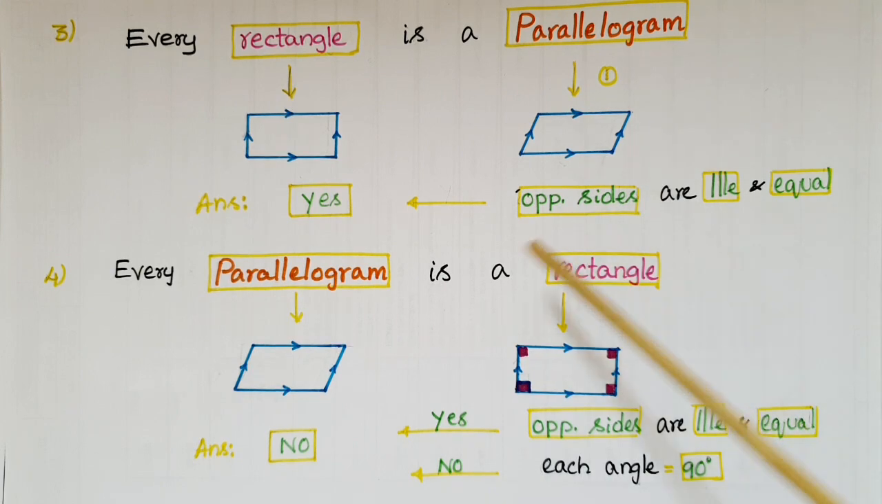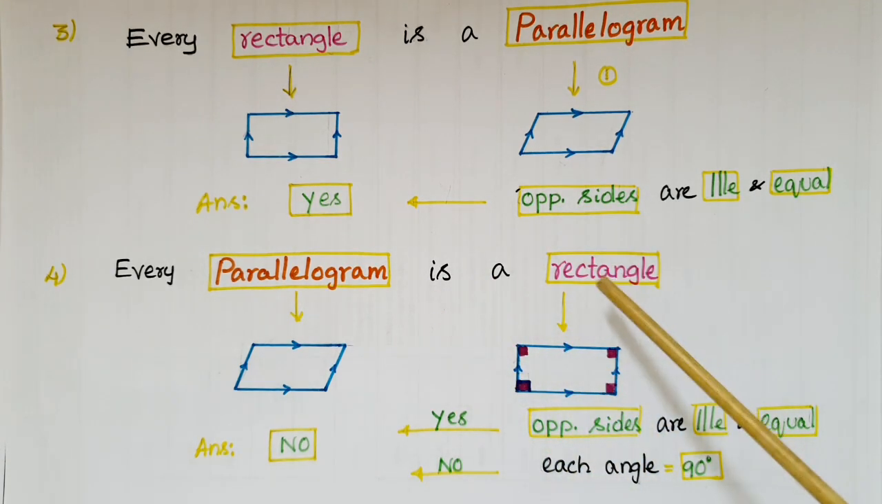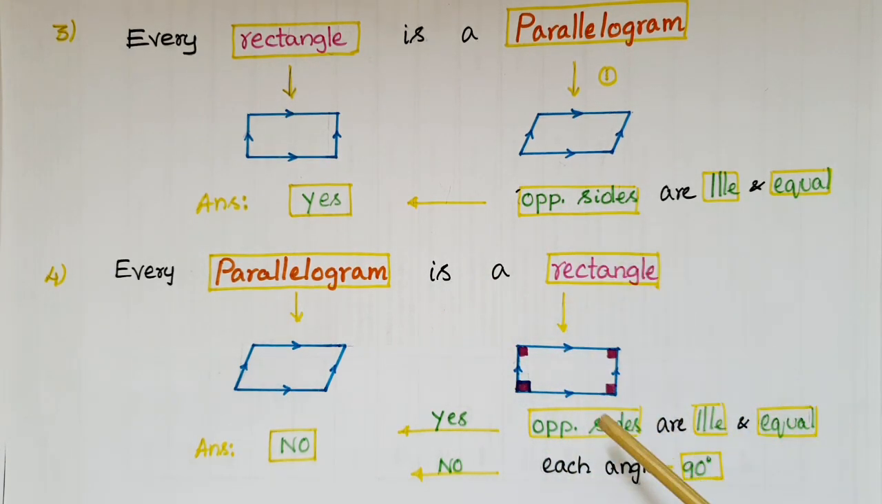Next one is every parallelogram is a rectangle. So first write the properties of rectangle. Opposite sides are parallel and equal and each angle in rectangle is 90 degrees. So opposite sides are parallel and equal in parallelogram also, but in parallelogram each angle is not 90 degrees. So this statement is not true.